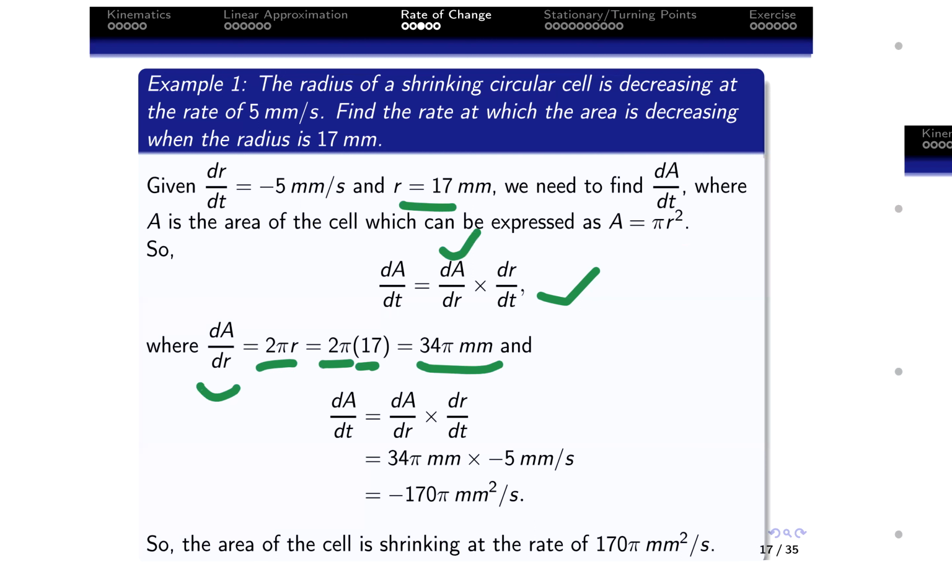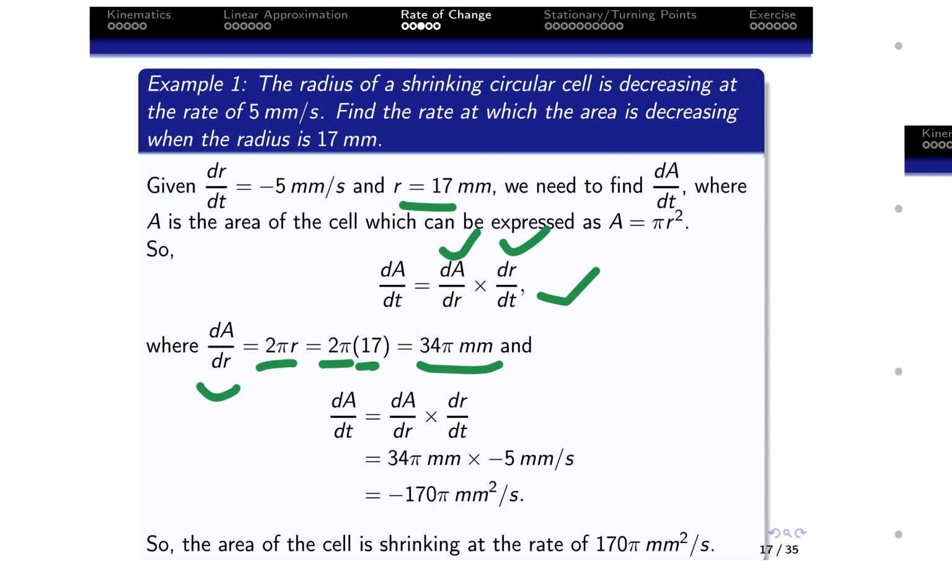So dA/dt is dA/dr times dr/dt. dA/dr is 34 pi millimeter multiplied by minus 5 millimeter per second. So at the end of the day, you have 34 times 5, that's 170. So 34 pi times 5, that's 170 pi.